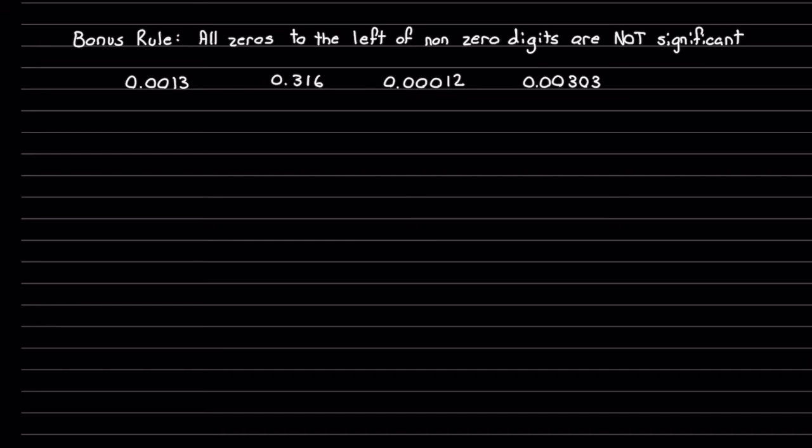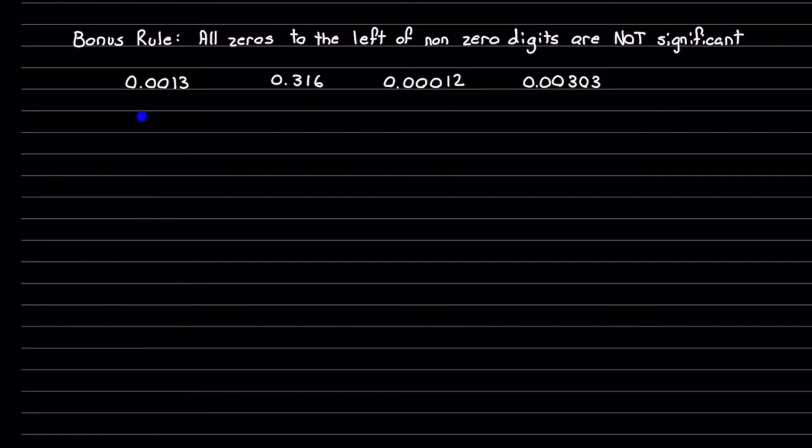So all zeros to the left of non-zero digits are not significant. So as you can see here, we have two significant figures that we know are significant because they're not zeros. We have 1 and 3. However, we have 2 zeros and a decimal place here. Well, before you'd be like, okay, well this 0, since it's to the left of a decimal place, it would count, right? Or these 2 might count as well because there's a decimal place there. But that's not the case.